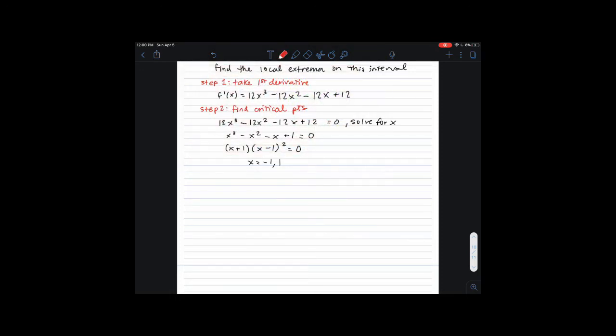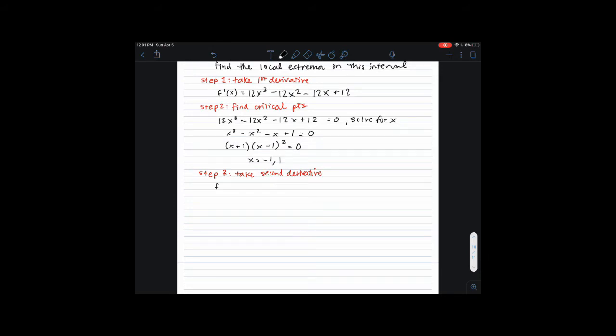So for step 3, we need to take the second derivative. If we take the second derivative, it's just the derivative of the first derivative. So we'll get 36x squared minus 24x minus 12.